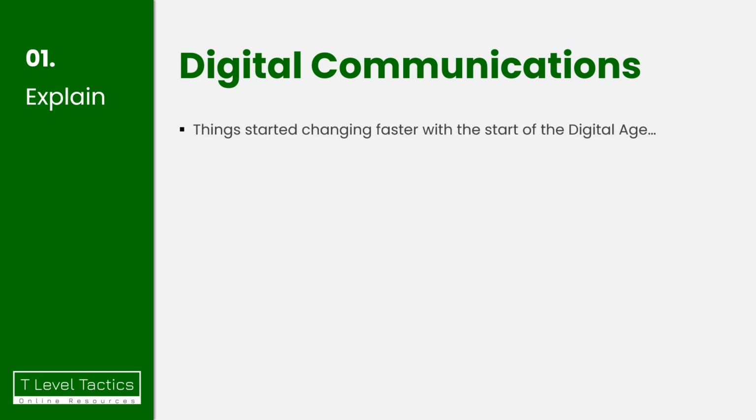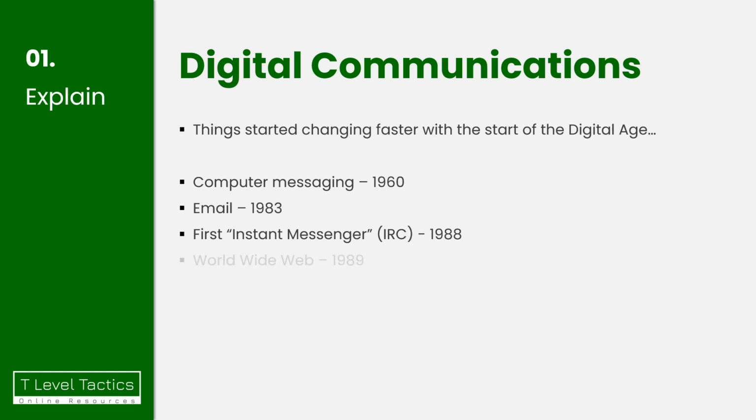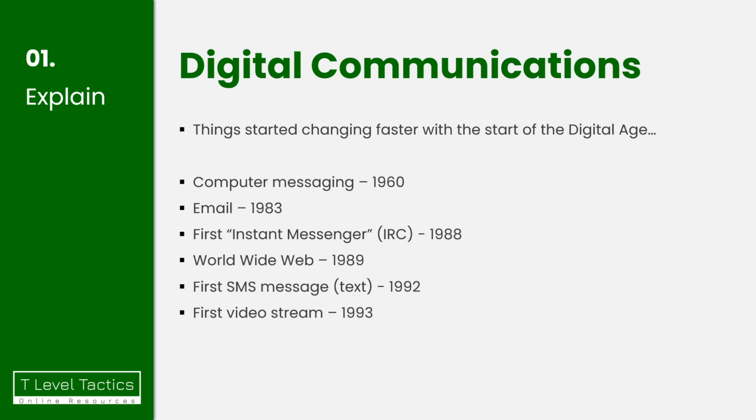Of course, things started changing faster with the start of the digital age. In 1960, computer messaging first came along. 1983, emails. The first instant messenger appeared with IRC in 1988. The World Wide Web in 1989. SMS messages or text messages in 1992. The very first video stream over a network was in 1993. The first social media site came about in 1997, before Facebook, before MySpace, before any of the others. I'll let you find it out. The first smartphone, or what we called a smartphone at the time, came about in 2000, for the first time combining a lot of these other features together in a portable device.